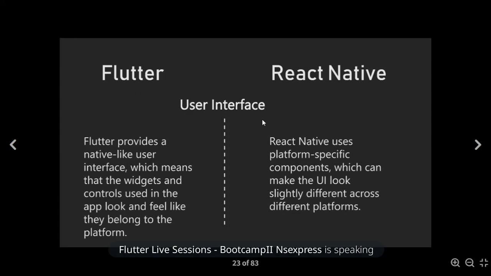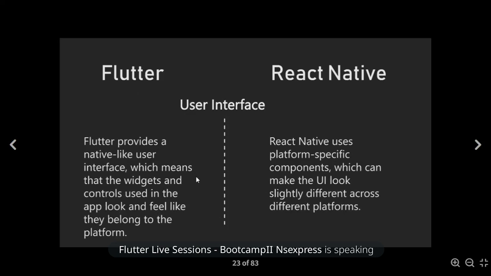So user interface. Flutter provides a native user interface, which means that the widgets and controls used in the app look and feel like they belong to the platform. React Native uses platform-specific components, which can make the UI look slightly different across different platforms. So what does this mean? Part of the advantage that Flutter has is that when you build with Flutter, you can use a single code base.